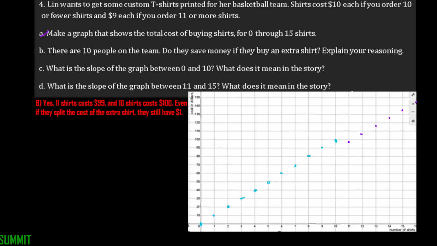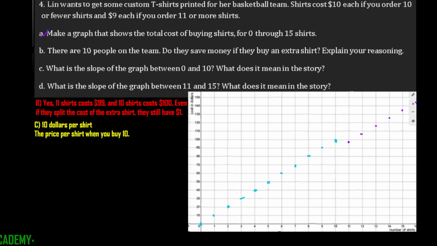And in part C, it says what is the slope of the graph between 0 and 10, and what does that mean in our story? Well, that just means that in part C we can say it's $10 per shirt, meaning for every one step right we go up $10. And so that means the price of the shirt when you buy 10 shirts.